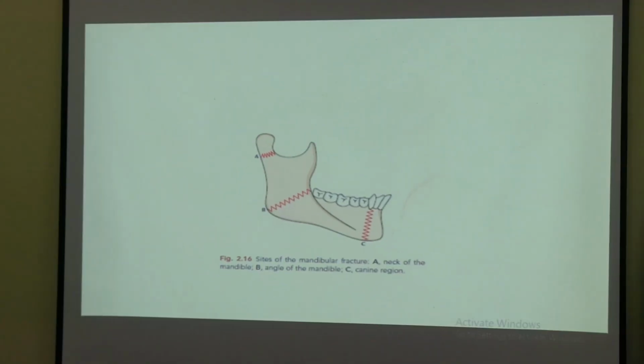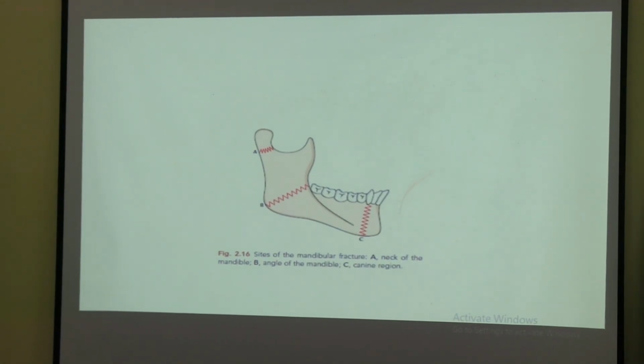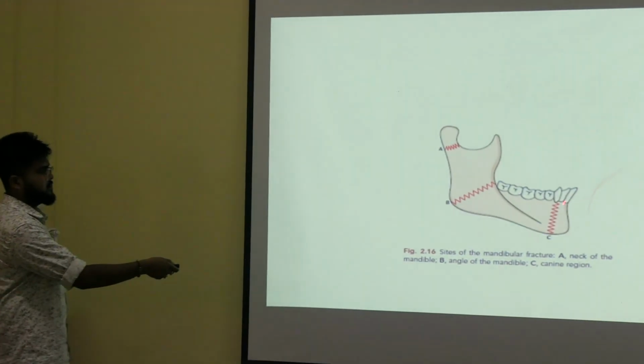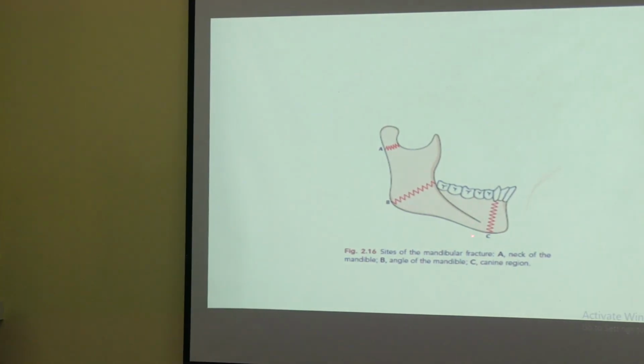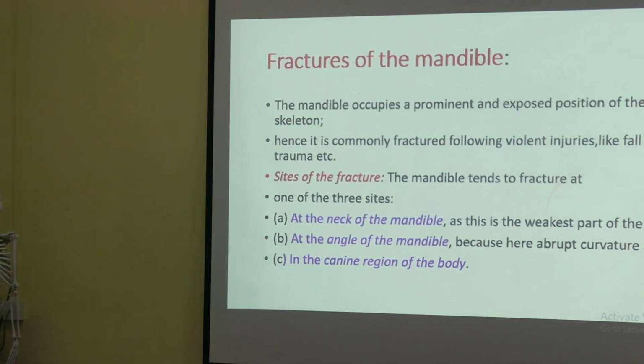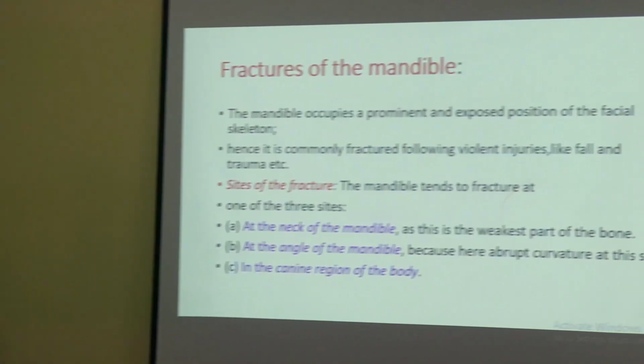Next, the fracture of the mandible. Always remember, these three sites commonly get fractured. One is the neck of the condylar process of the ramus of the mandible. Another is the angle of the mandible, because this is a curved structure. Another is here, where the canine tooth is impacted. These three sites easily get fractured by any kind of trauma or fall from height.